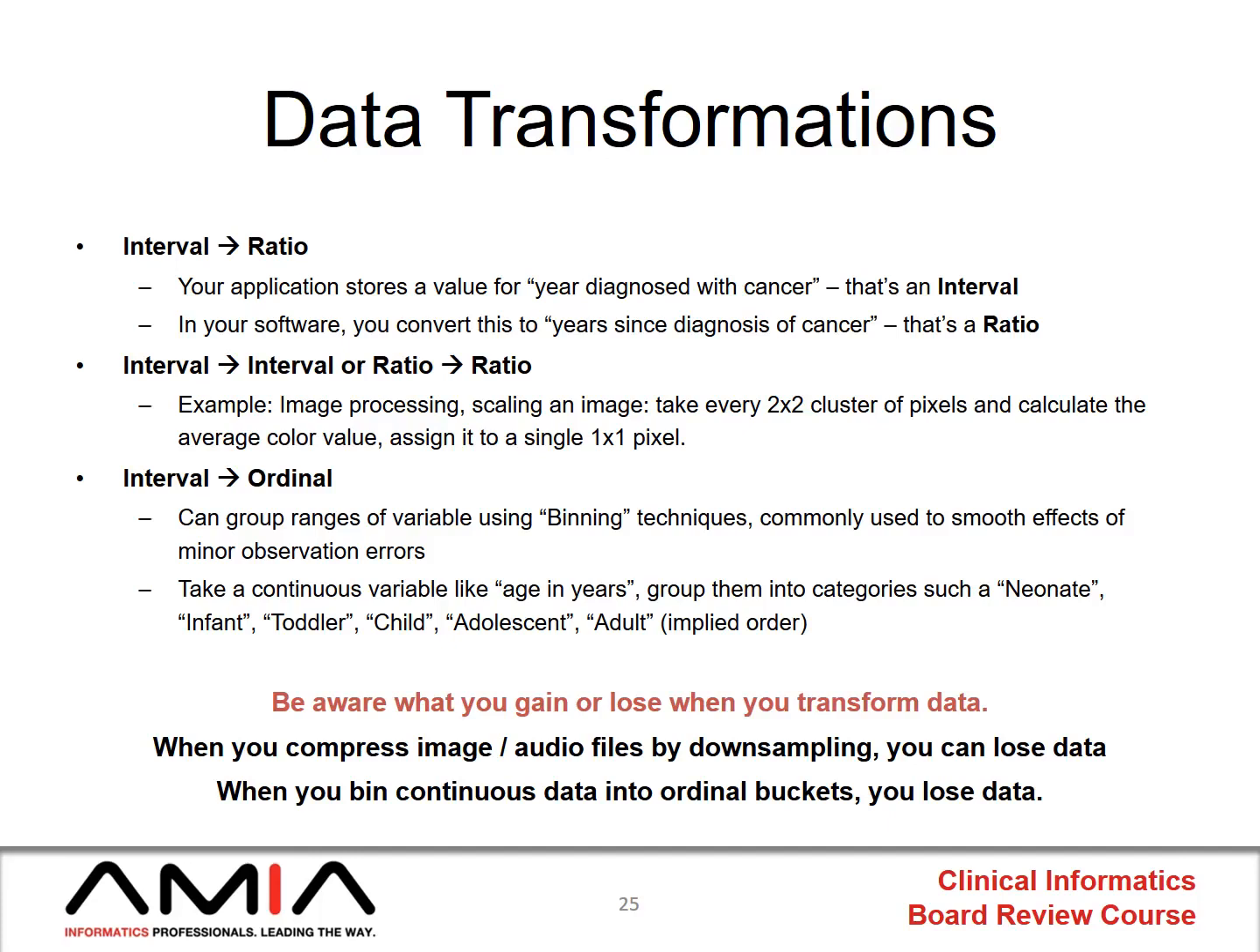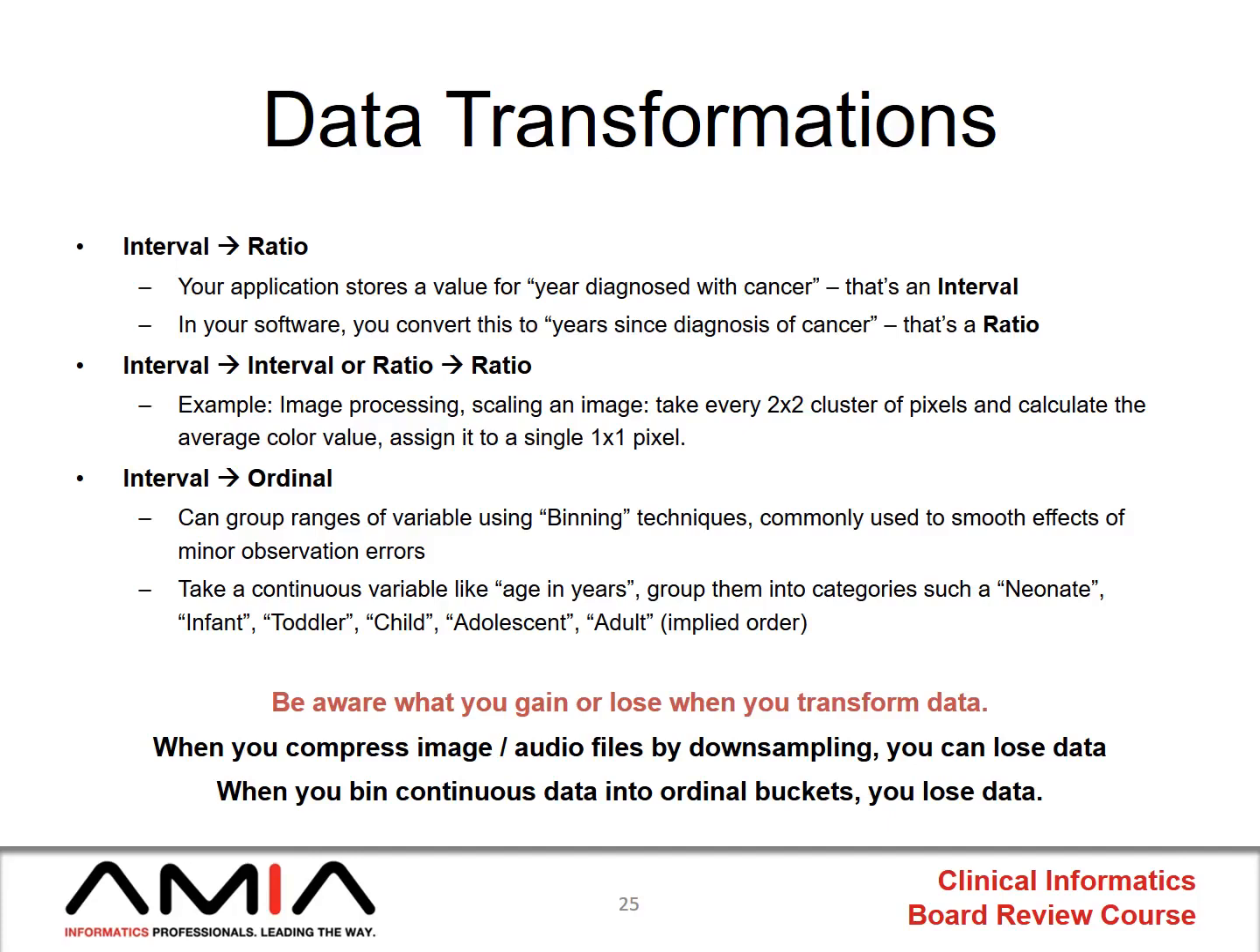With other types of data transformation, you don't necessarily have to transform between data types. You can keep it the same, but you might lose or gain some resolution or data integrity. So, for example, you can transform data from one interval to another, or from one ratio to another. And the most common example of this is something like image processing.